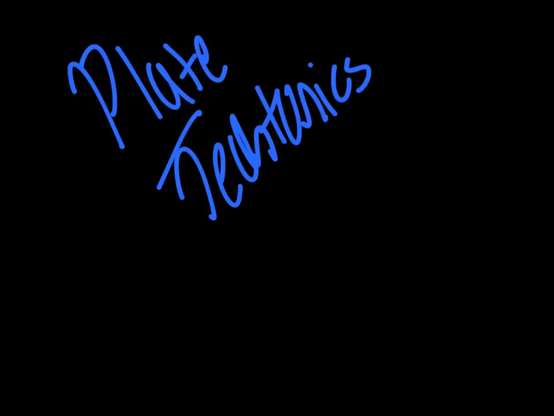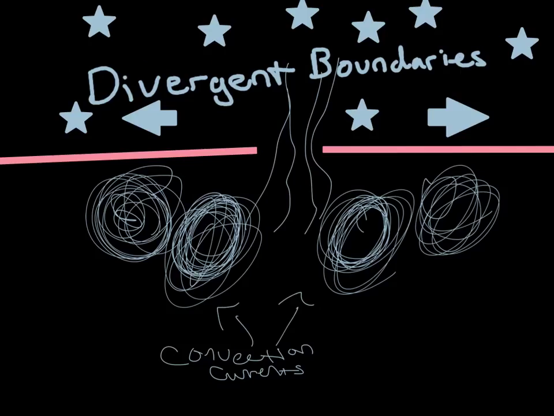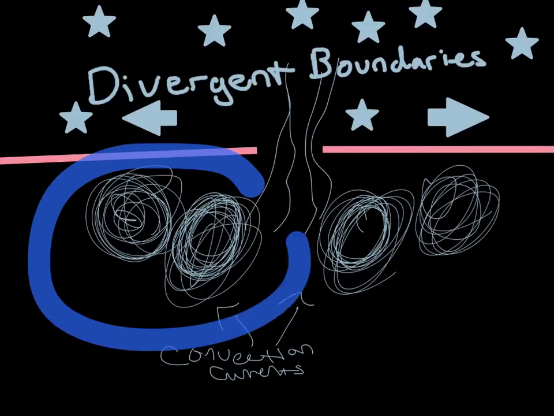Plate tectonics. A divergent boundary describes an area on Earth in which two tectonic plates move away from each other. From there, volcanoes are formed and earthquakes occur. When hot air rises from the mantle, then cools, then sinks, then repeats the process, that creates convection currents, which cause the plates to move, and these are the convection currents.